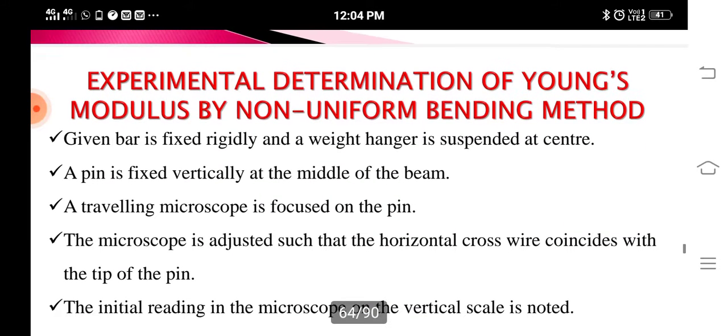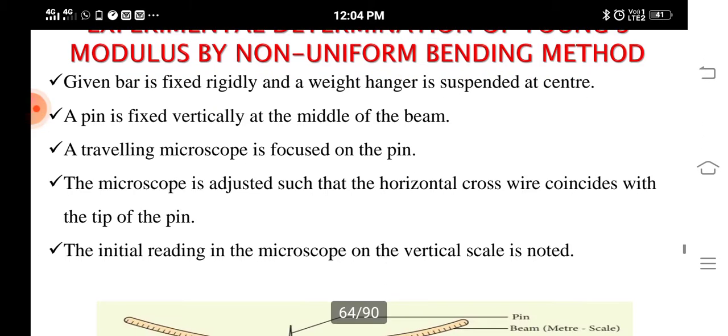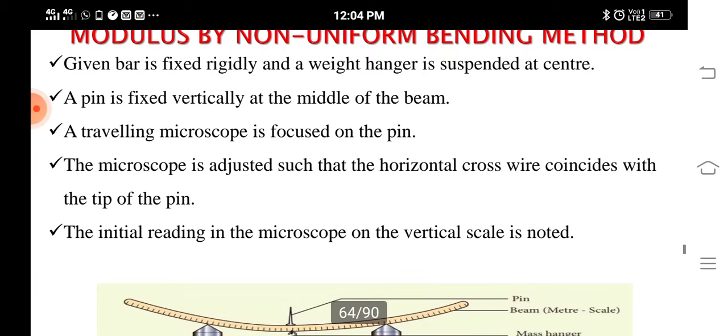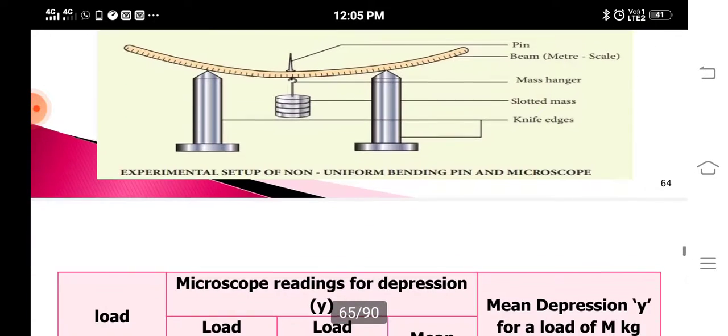Now we'll move on to experimental determination of Young's modulus by non-uniform bending. First, consider this image. Given a bar is fixed rigidly at a weight hanger which is suspended at the center. A pin is fixed vertically at the middle of the beam and the travelling microscope is focused on the pin. The microscope is adjusted such that the horizontal cross wire coincides with the tip of the pin. The initial reading of the microscope on the vertical scale is noted.